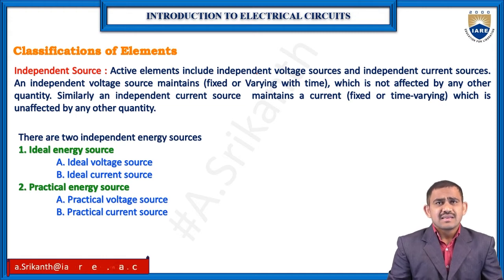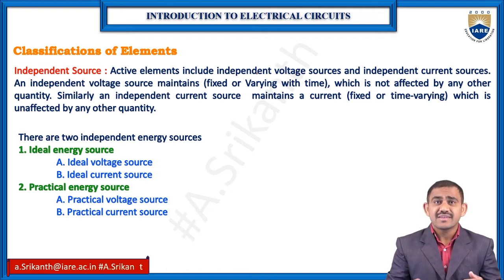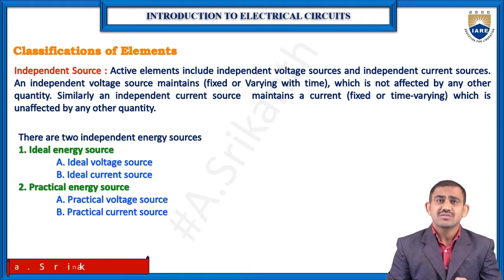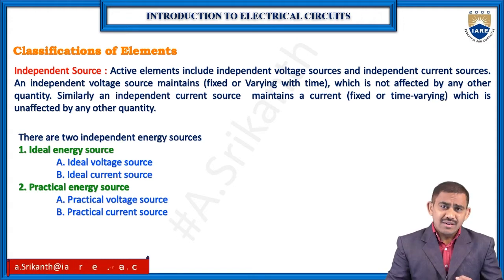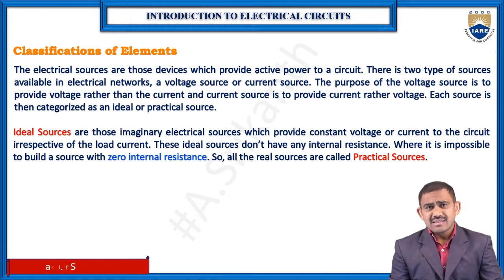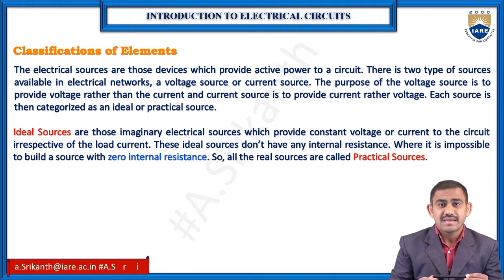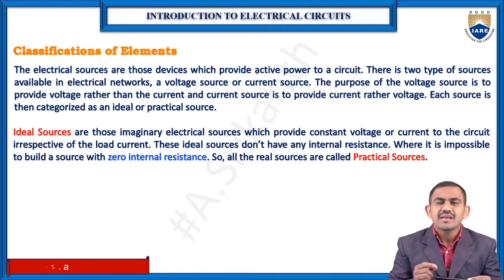In ideal there are two types, ideal voltage source and ideal current source, and practical also has two types, practical voltage source and practical current source. So independent sources are again divided into four types. Those are ideal voltage source, ideal current source, practical voltage source and practical current source. So these are the independent sources. In ideal and practical, an ideal source doesn't have internal resistance. Practical means we have some internal resistance.